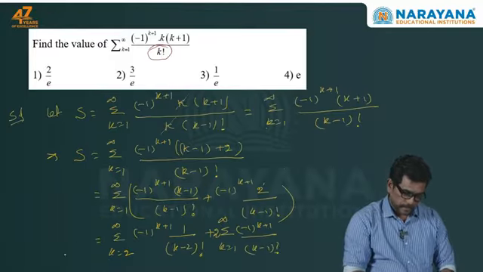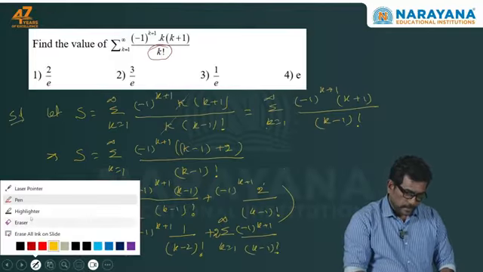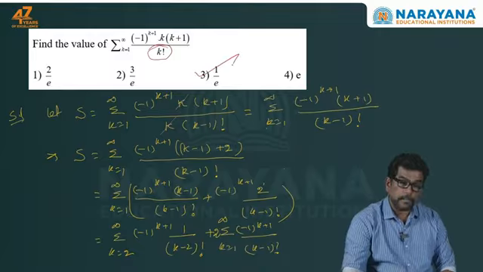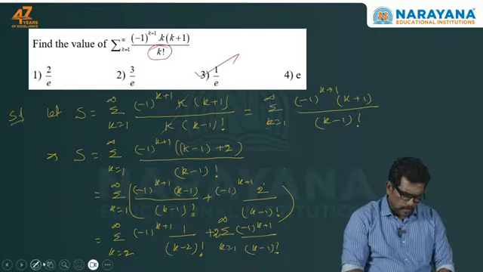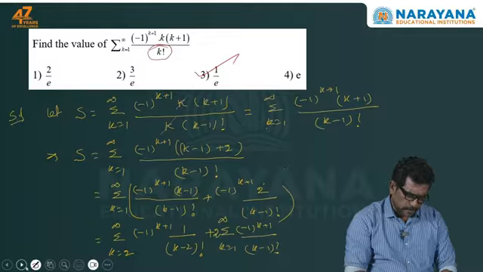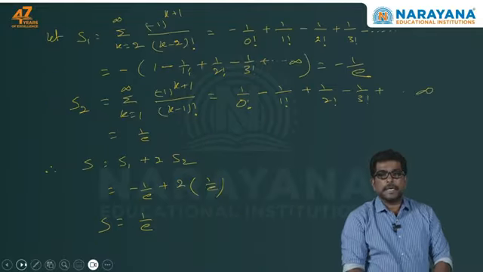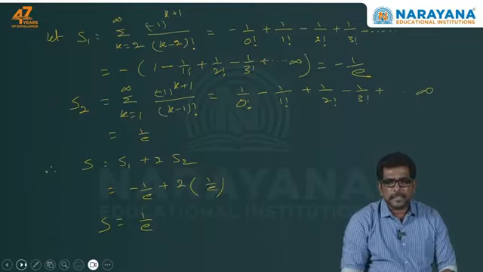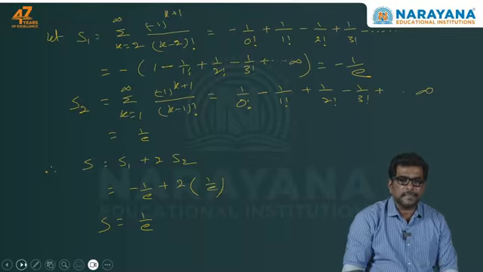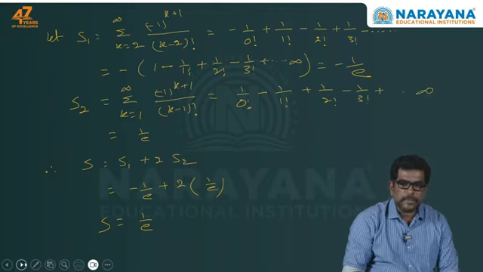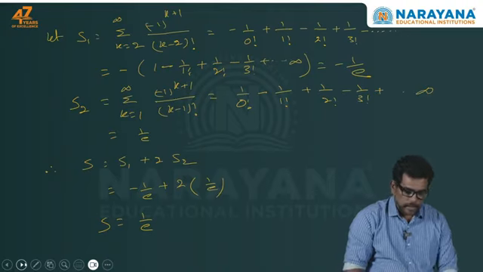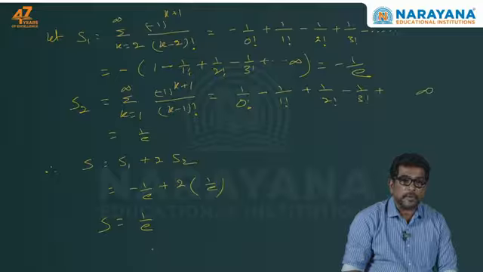Observing the options, the third option is right. The third option is perfect, and the problem is related to the exponential series. So this is under sequence and series, but a special series, the exponential series. This type of problem may be asked again, so be careful about this type of problem.